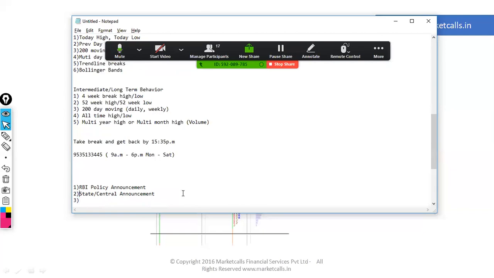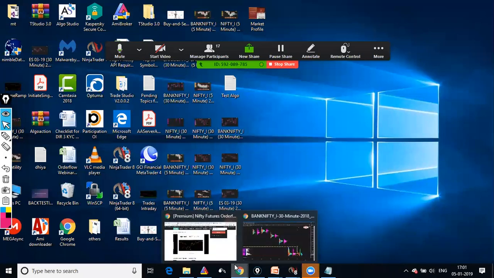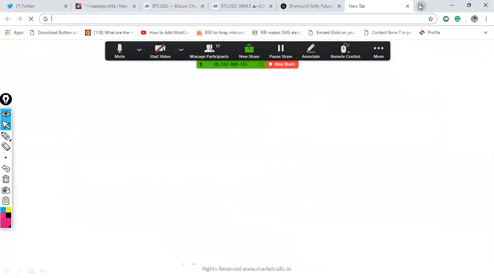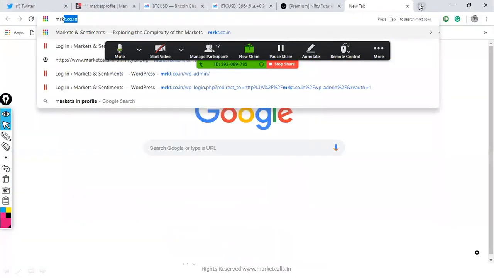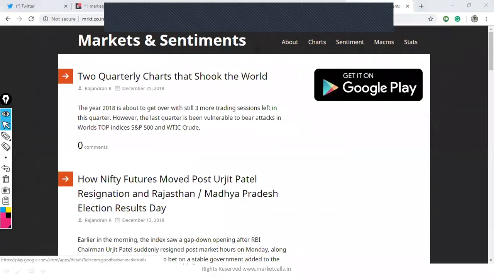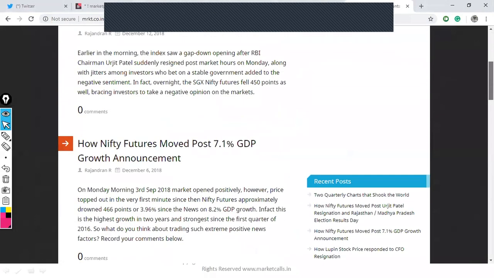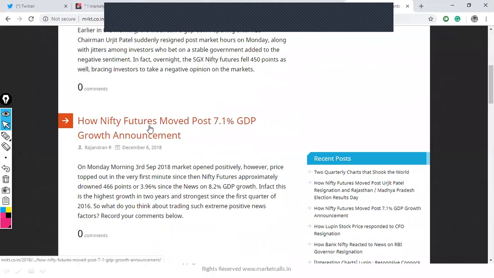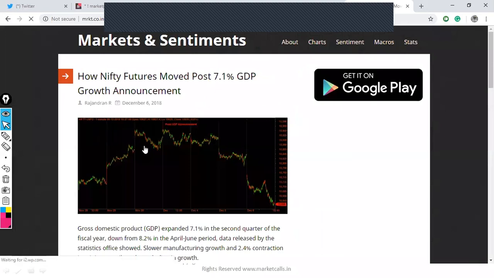And these are the places. GDP announcements have an impact, because if you take the last two GDP announcements, again you can find the same pattern. I also record the same patterns. I used to record in a portal called mrkt.co.in. So this is one, when the last GDP announcement came. Again, you can find a similar pattern over here.